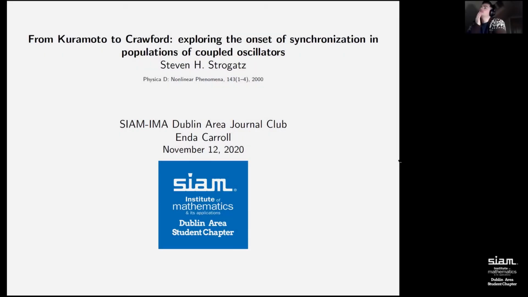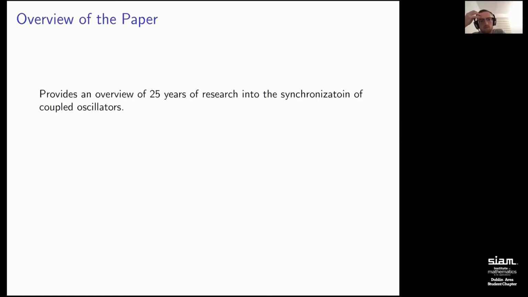For today's Journal Club, the paper we're going to be looking at is by Steven H. Strogatz, and it's called From Kuramoto to Crawford: Exploring the Onset of Synchronization in Populations of Coupled Oscillators. I'm going to give a brief overview of the paper first before we go into the details of it. It's a kind of review style paper.